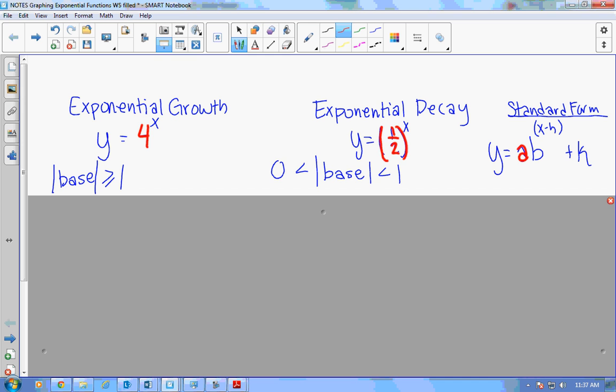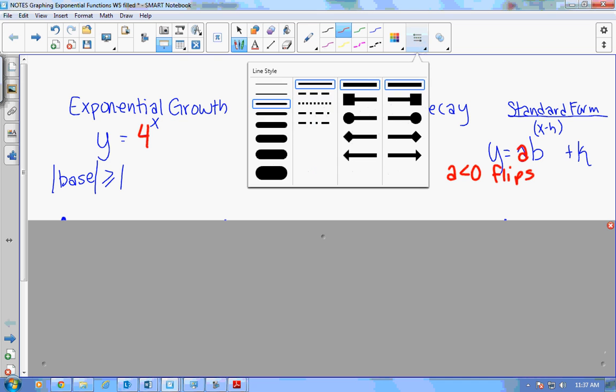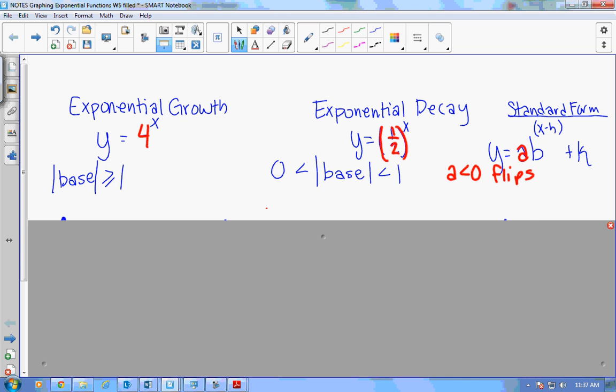There are 3 things A does. We wrote these on our notes last class. This shouldn't be new. When A is less than 0, it flips. We've written these so many times this term. What happens when the absolute value of A is greater than 1? We did this last class. You only gave me the first one, so I'm going to get someone else.